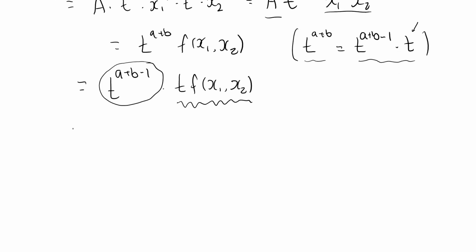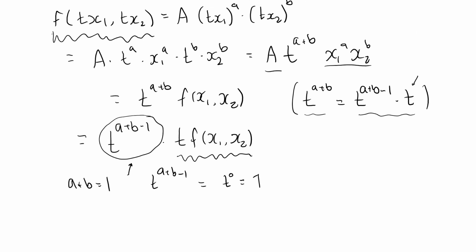So we now see that if a plus b is equal to 1, then t to the a plus b minus 1 is just t to the 0, which is just 1. So that means that this factor disappears when a plus b is 1, and we have the new production function is equal to t times the old production function, which is precisely constant return to scale.